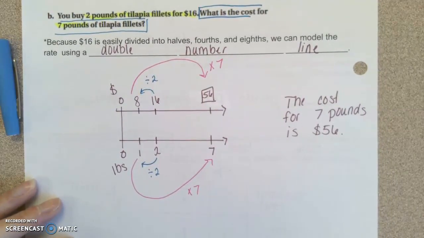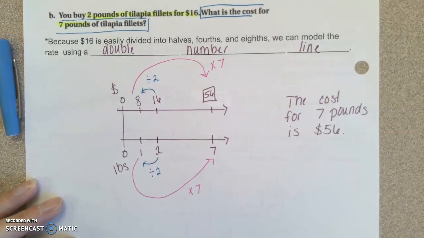All right. The cost for 7 pounds is $56.